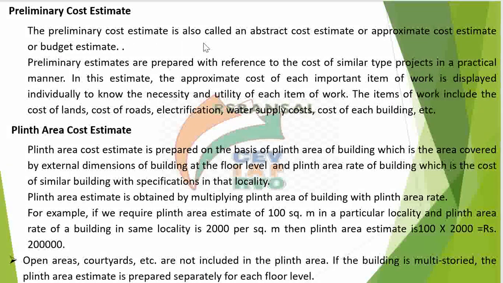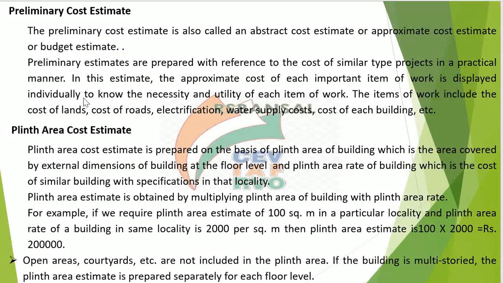So this estimate is also called abstract cost estimate or approximate cost estimate. So what we do in this case, we take the similar type of project, what was the cost on the similar type of project in the nearly completed, recently completed project. So in this estimate, the approximate cost of each important item of work is displayed individually.